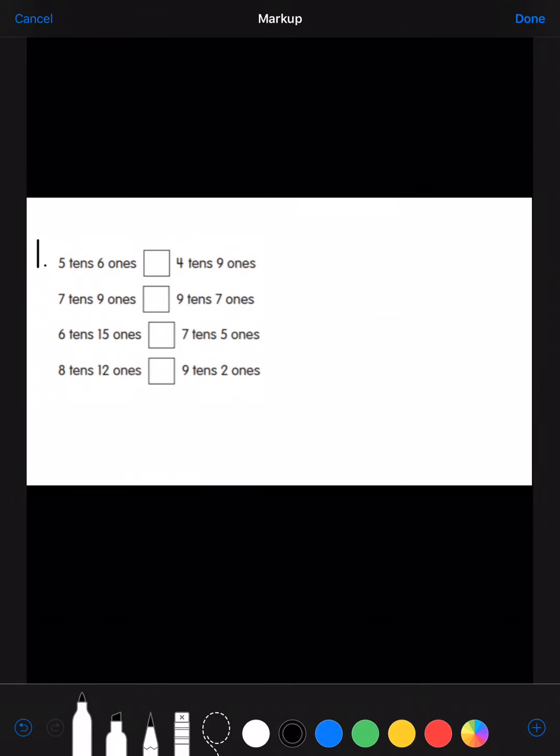I'll put a number 1 there. 5 tens and 6 ones. What number is 5 tens and 6 ones? Did you say 56? Good. What about 4 tens and 9 ones? What number is that? Did you say 49? Okay, so if you look at the 5 and the 4, which number is greater? 5. So we want that alligator to eat that number, 56. 5 tens and 6 ones. Okay? All right, let's take a look at number 2 here.